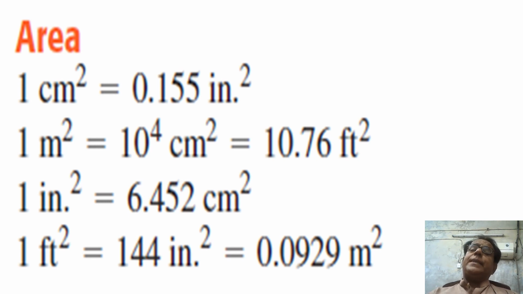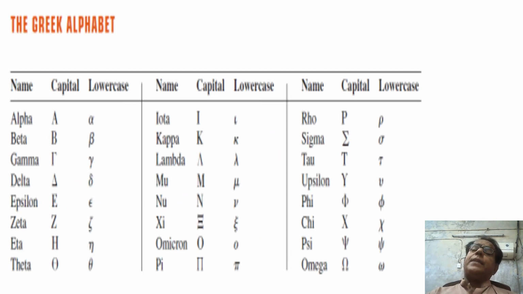Area. 1 centimeter square is equal to 0.155 inch square. 1 meter square is equal to 10 raised to the power 4, that is 10,000 centimeter square, which is alternatively equal to 10.76 feet square. Now 1 inch square is equal to 6.452 centimeter square. 1 foot square is equal to 144 inch square, which is alternatively equal to 0.0929 meter square.